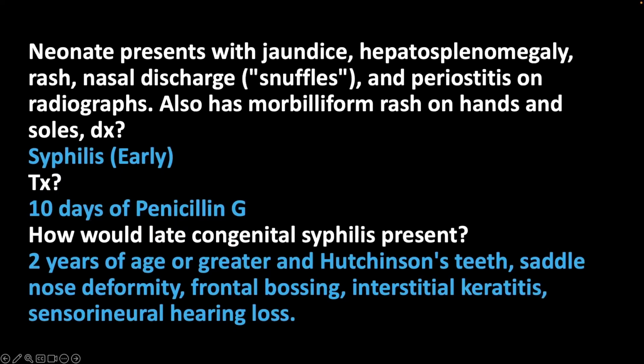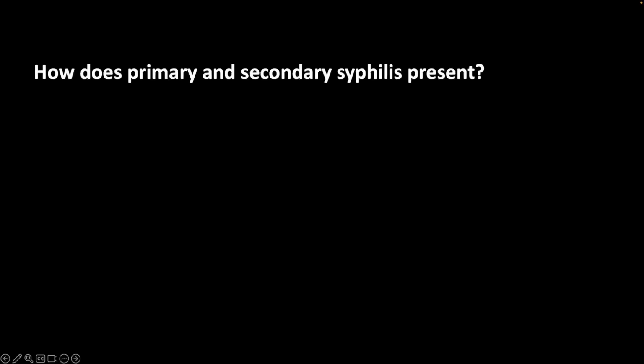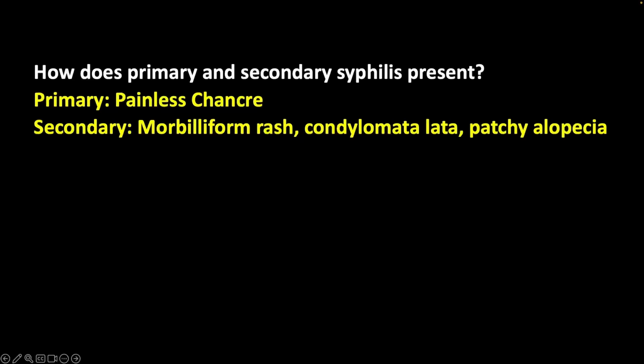Typically by 2 years of age. How does primary and secondary syphilis present? So primary would be that painless chancre, and secondary would be that morbilliform rash, condyloma lata, and patchy alopecia.